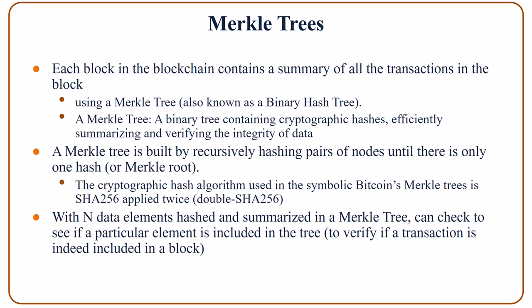The Merkle trees in Bitcoin use SHA-256 applied twice, also called double SHA-256, for hashing. With the data elements hashed and summarized in a Merkle tree, you can check to see if a particular element is included in the tree, and this is to verify if a transaction is indeed included in a block.